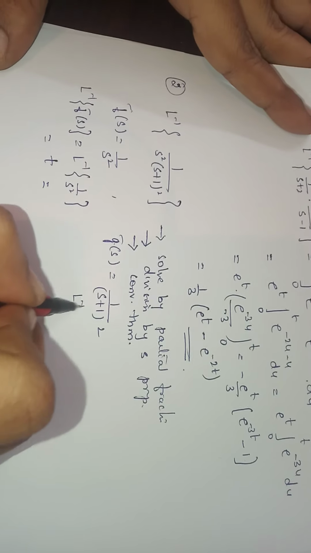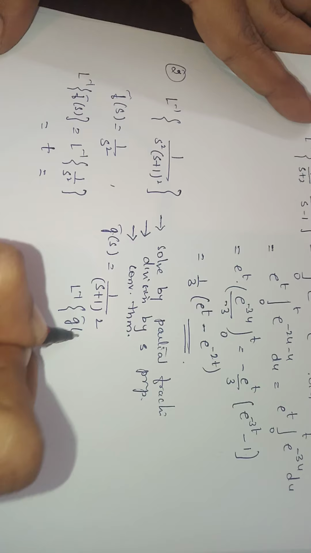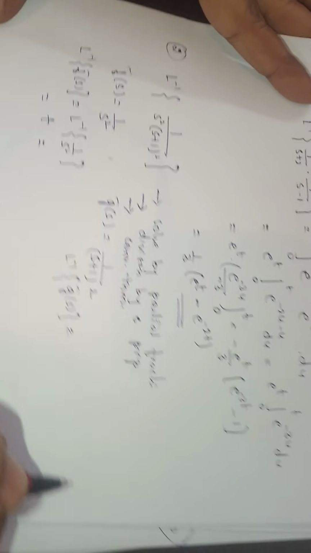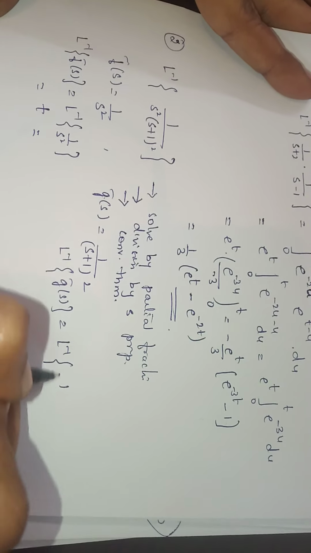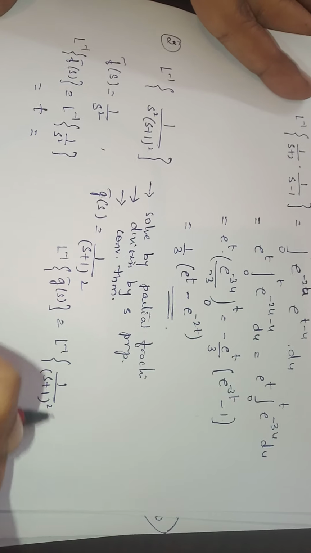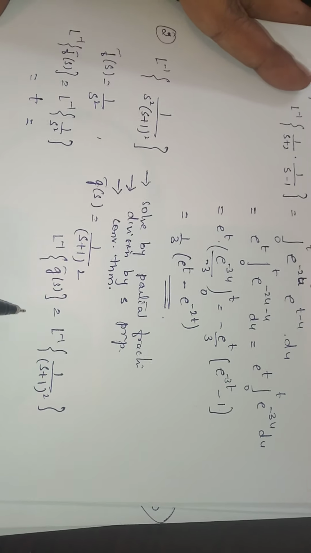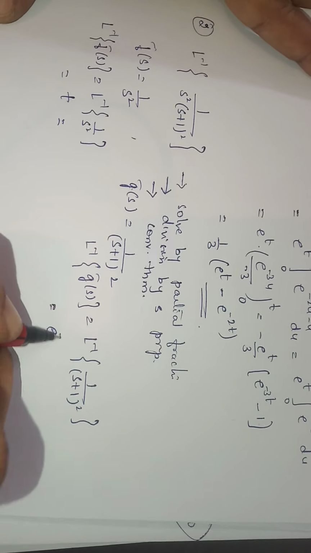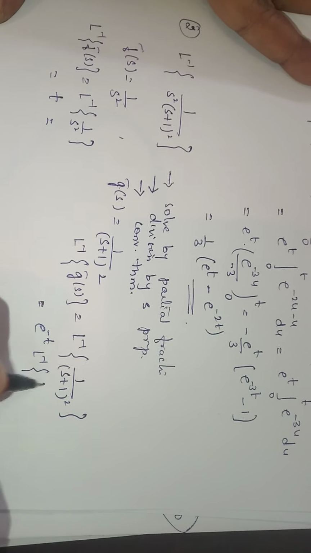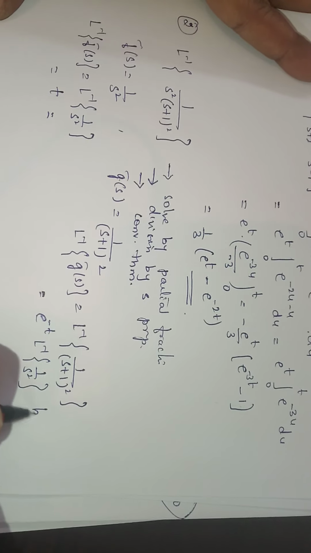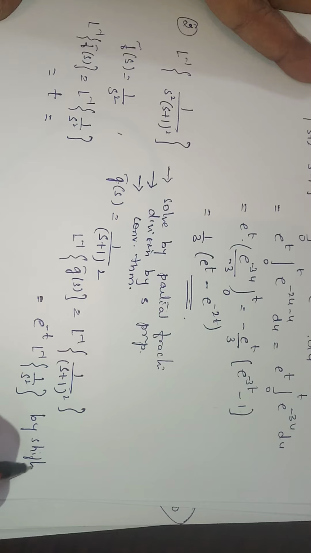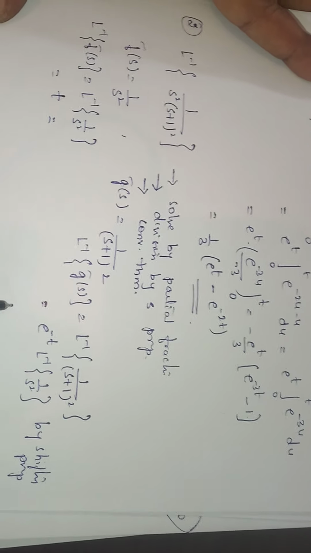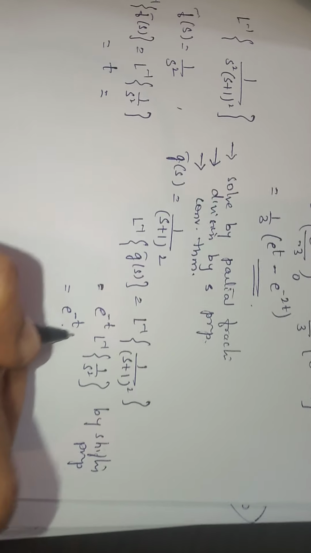And here when you apply the Laplace inverse of g bar of s, you get Laplace inverse of 1 by s plus 1 whole square. So you have to apply the shifting property. It will be e to the power minus t Laplace inverse of 1 by s square by shifting property, because directly you cannot find it out. So this will be e to the power minus t into t.